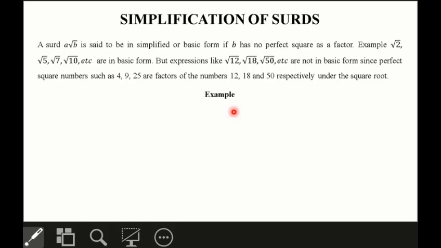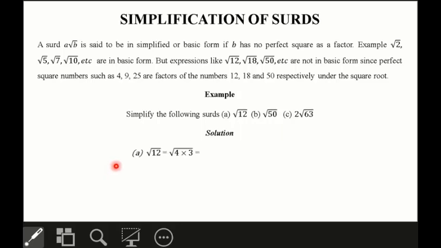So let's see an example. Simplify the following sets. A, the root of 12. B, the root of 50. C, 2 root of 63. C is 2 root of 63. So let's look at our solution.